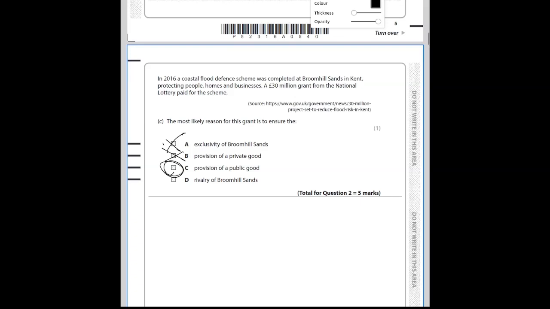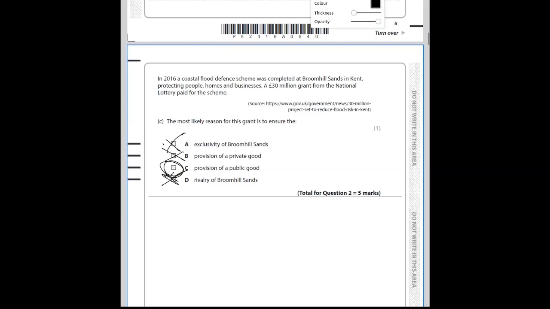The reason this is a public good is, one, it's non-exclusive, so I can't prevent a business in the community from benefiting from the fact that there are flood defenses, and it's also non-rivalrous. Just because I benefit from the flood defenses doesn't stop my neighbor or diminish my neighbor's ability to benefit from that flood defense. It's going to help everyone it covers. There's no competition really over this as a good. There's no exclusivity. The rivalry of Broomhill Sands.